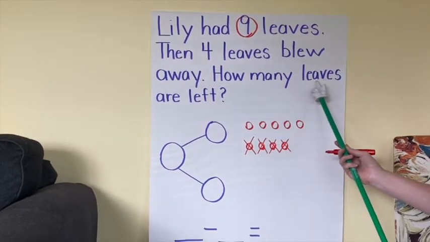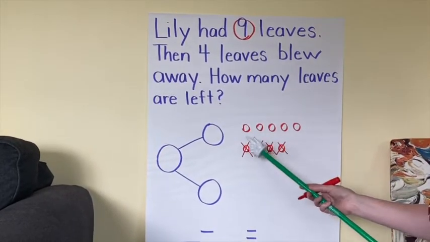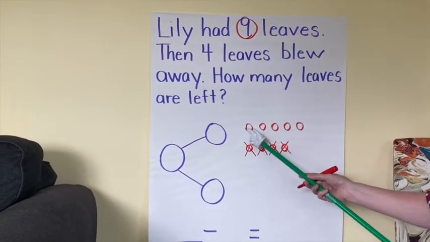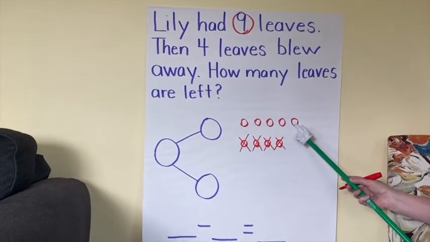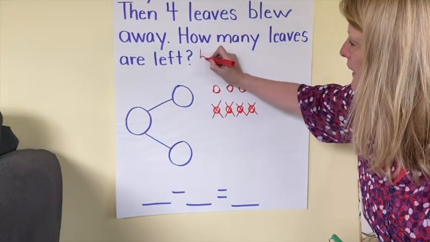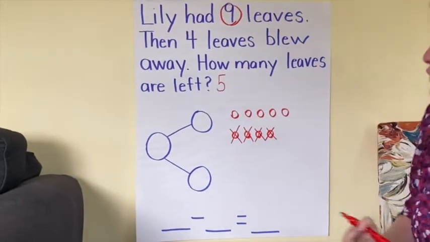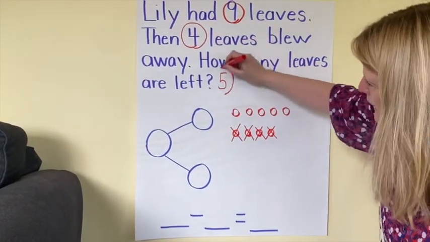Here's this last one, it's a question. How many leaves are left? Question mark. Well, my answer would be these that I didn't X out. 1, 2, 3, 4, 5. How many are left? So really, I could answer that and put a 5 there. That does answer the question. So this number was important. I have my answer of 5.